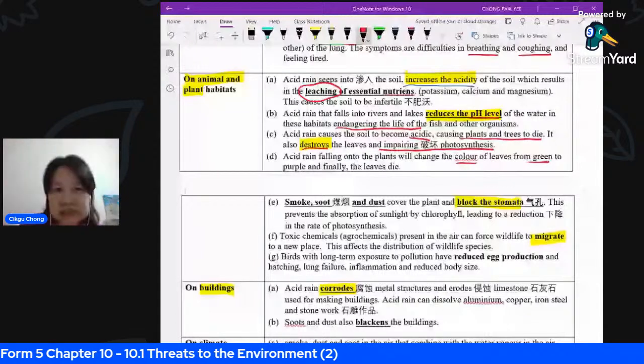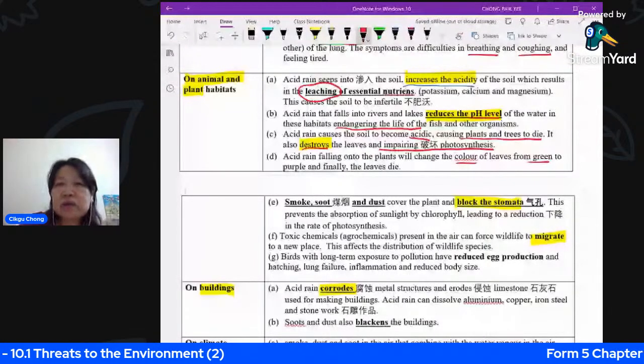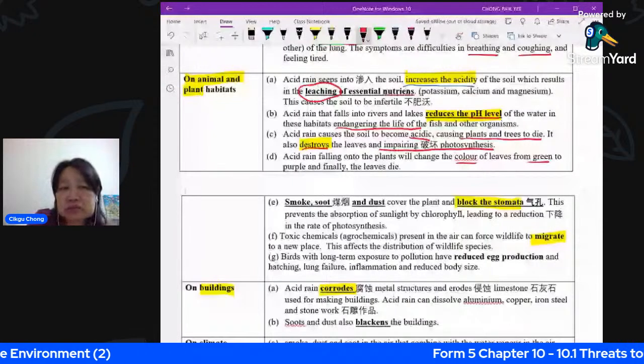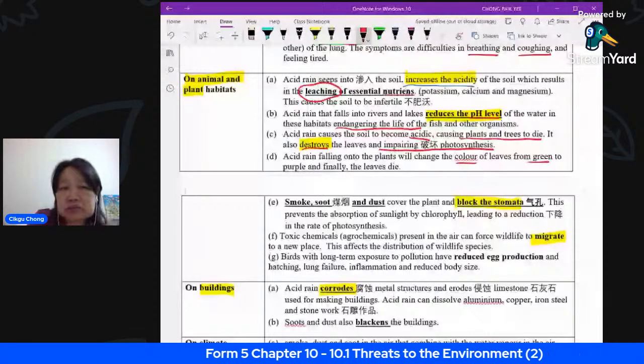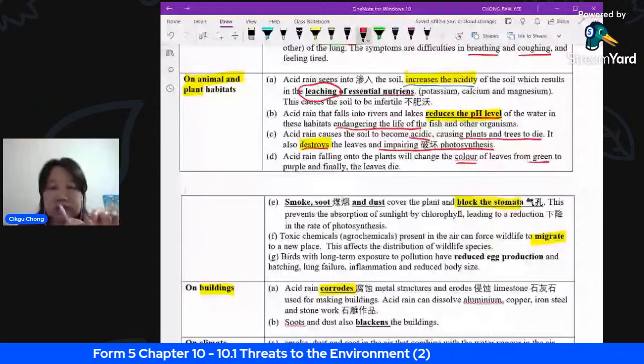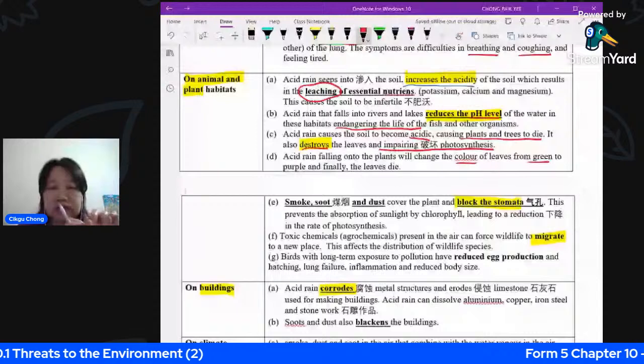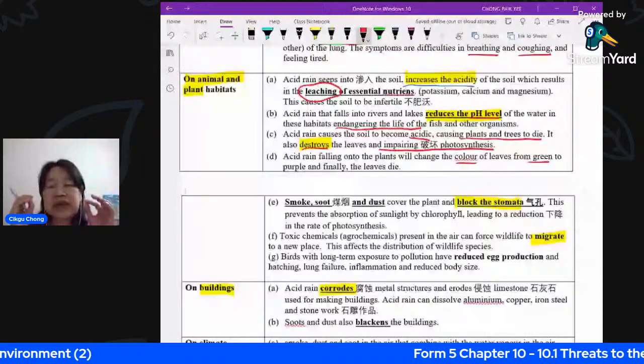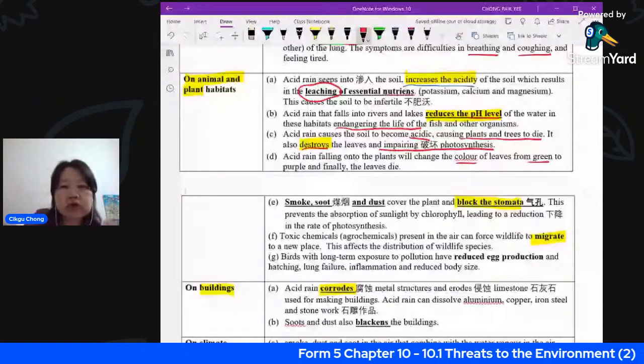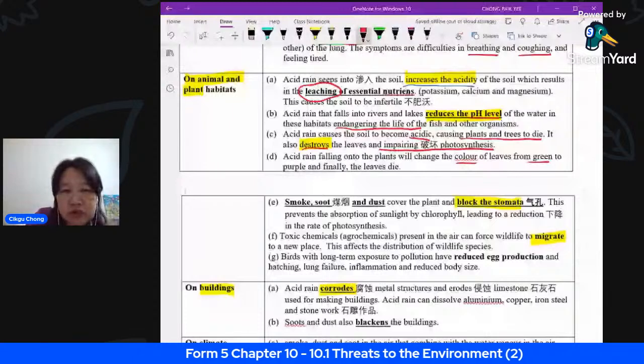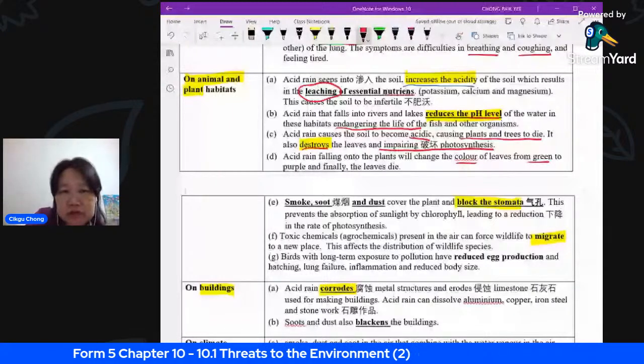Another thing, when you have this smoke, your soot, all this, they can actually block the stomata. Stomata are those little pores on the surface of the leaves which allow exchange of gases. So when something is blocking it, that means the gases cannot move in and out. So you also have a reduction in the rate of photosynthesis. So less photosynthesis.